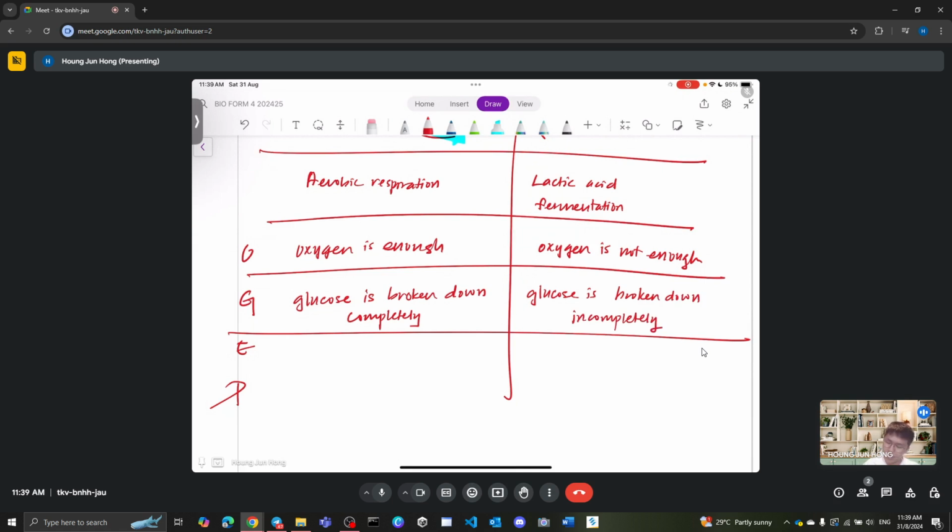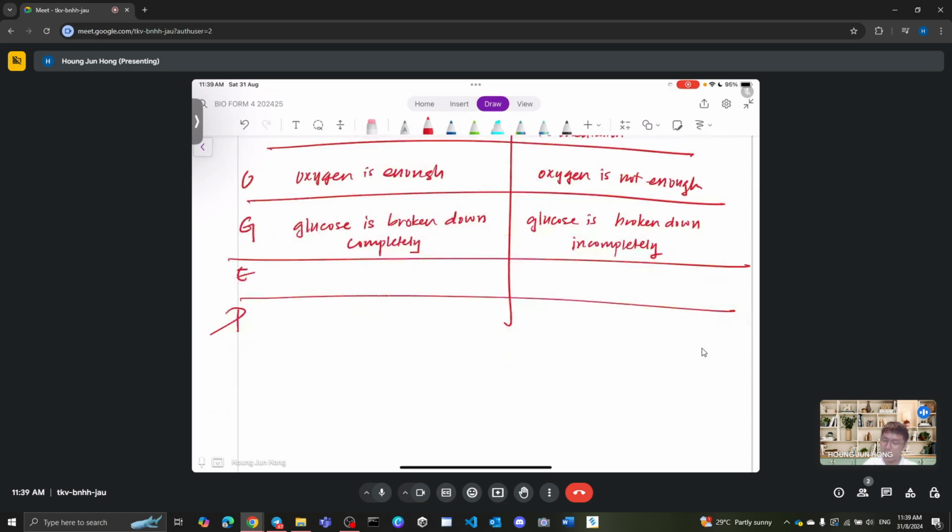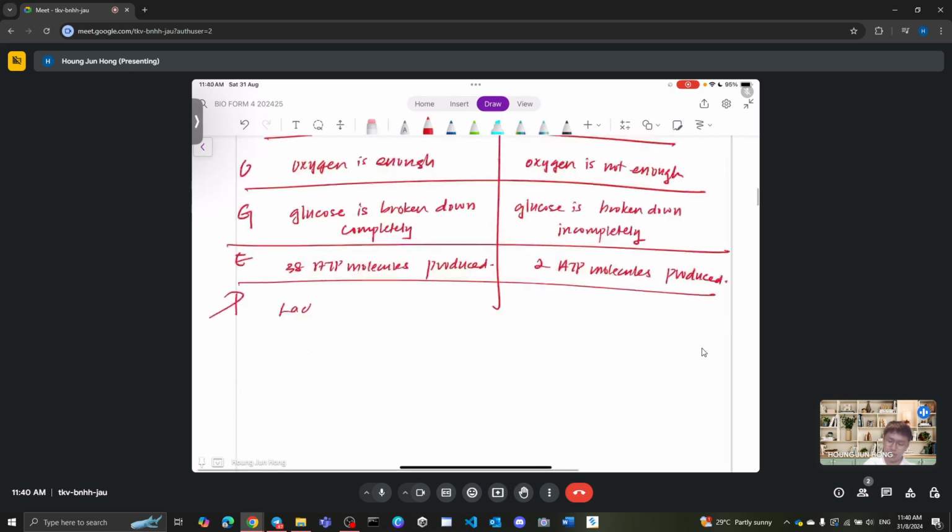And energy, definitely, yes, we can talk about the energy. So over here they want to talk about the ATP. You can say 38 ATP molecules are produced, and then 2 ATP molecules are produced. Finally, the product, yes, just compare whether or not they produce lactic acid. So lactic acid is not produced. This one, lactic acid is produced.